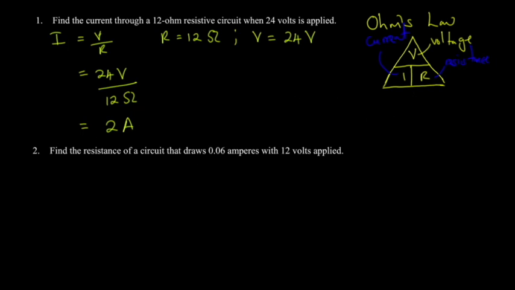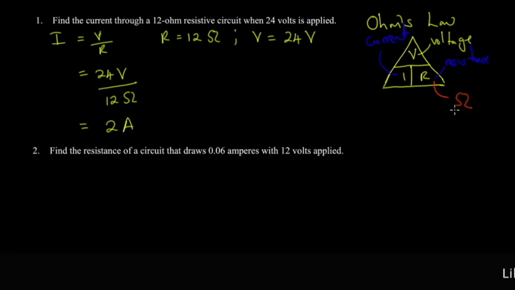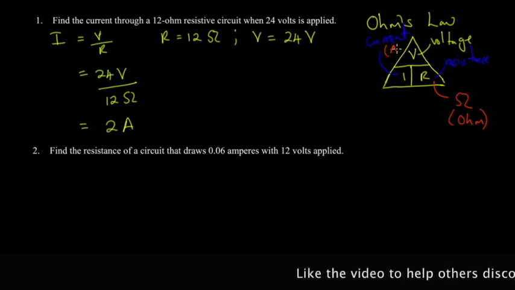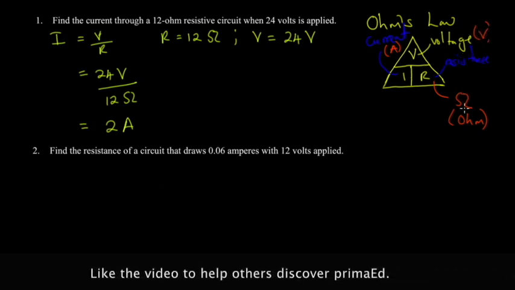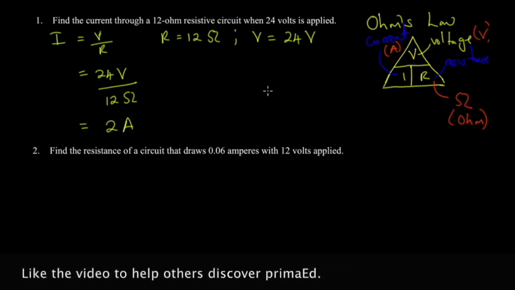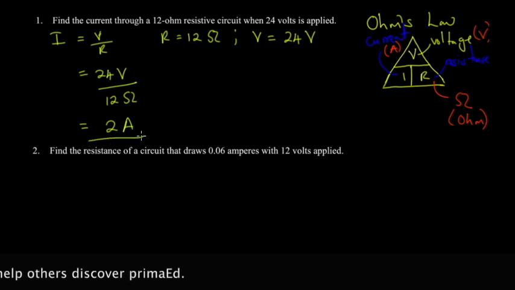Okay, so let me add another layer to this. These ones are measured in ohm, so we call this ohm. This one is measured in amps, and this one is measured in volts. That's it. So ohms, volts, and amps, then you're good to go. We already calculated here, this one would be 2 amps. So you're asked to find the current.